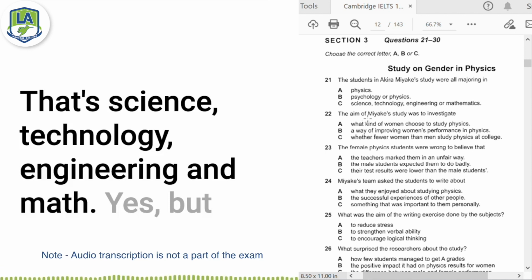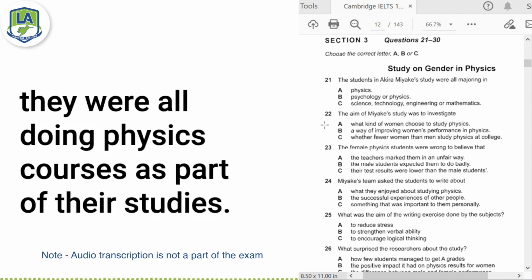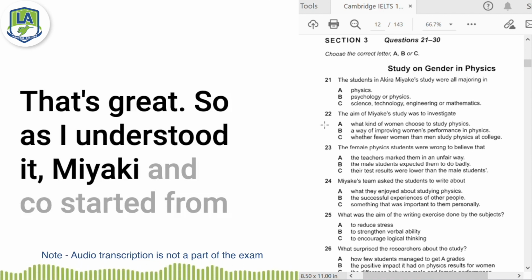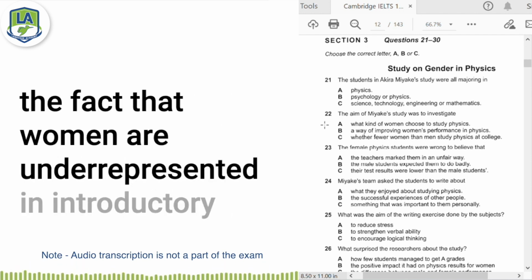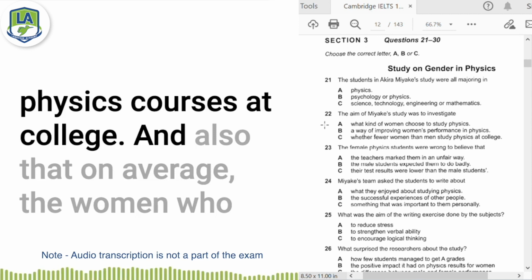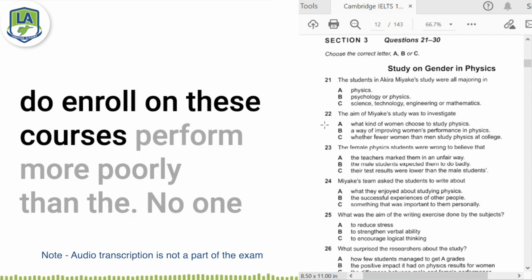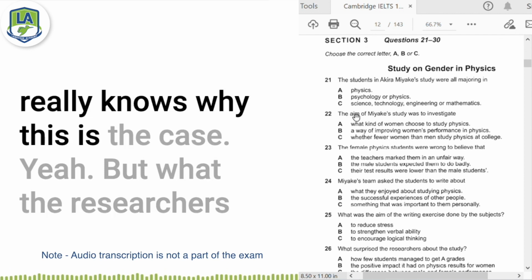We need to focus on what was the main purpose of the study, what they wanted to investigate. Yes, but they were all doing physics courses as part of their studies. That's correct. So, as I understood it, Miyake and co. started from the fact that women are underrepresented in introductory physics courses at college, and also that, on average, the women who do enrol on these courses perform more poorly than the men. No one really knows why this is the case.